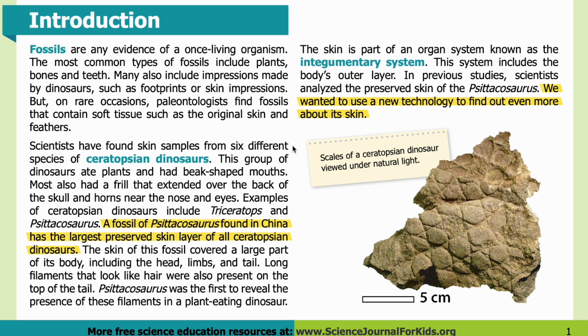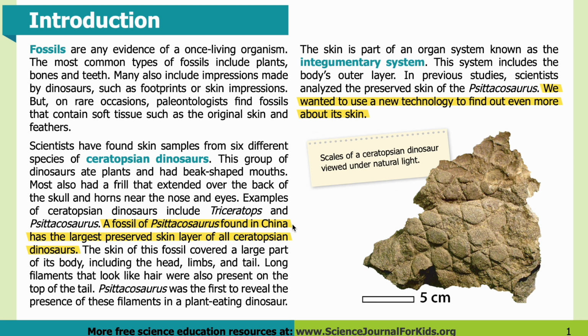Scientists have found skin samples from 6 different species of ceratopsian dinosaurs. This group of dinosaurs ate plants and had beak-shaped mouths. Most also had a frill that extended over the back of the skull and horns near the nose and eyes. Examples of ceratopsian dinosaurs include Triceratops and Psittacosaurus.